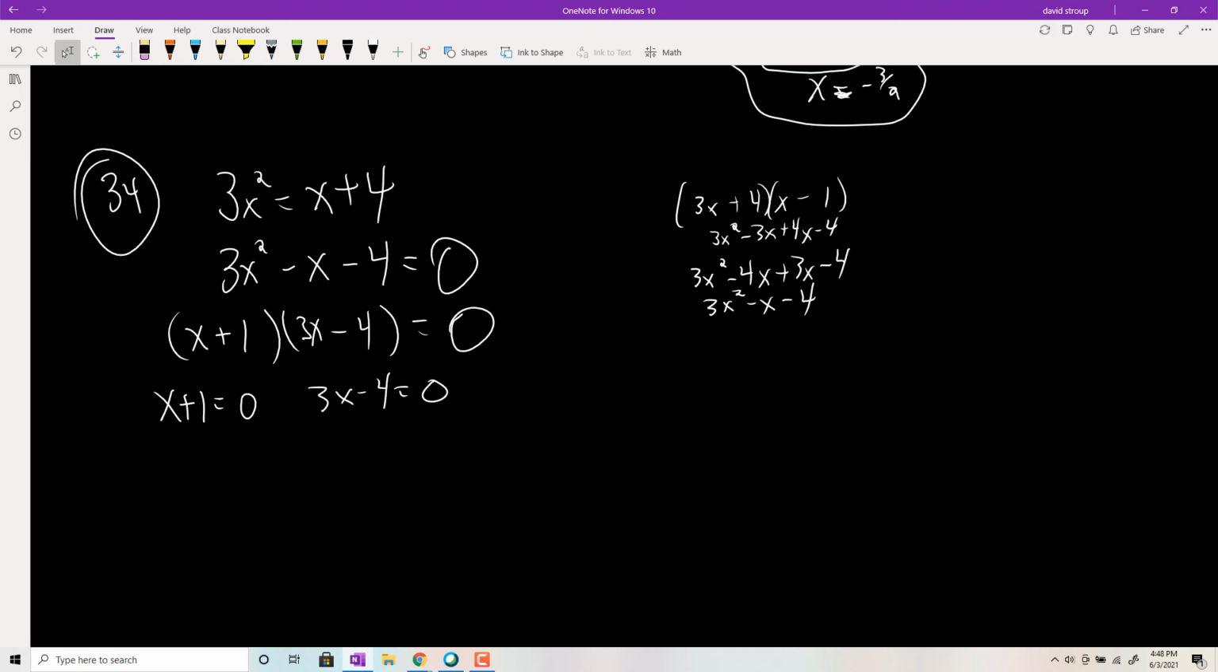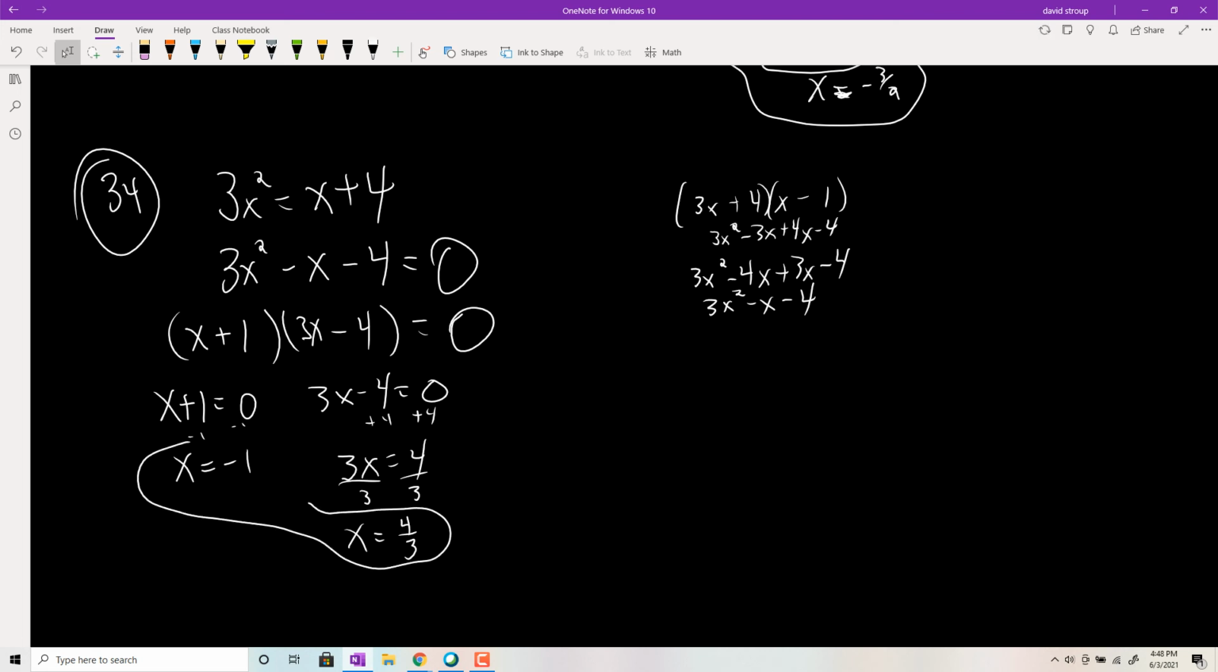And solve. So x will be -1, subtracting 1 from both sides. Add 4 to both sides here. 3x is 4, divide both sides by 3. Okay, and there's our solutions.